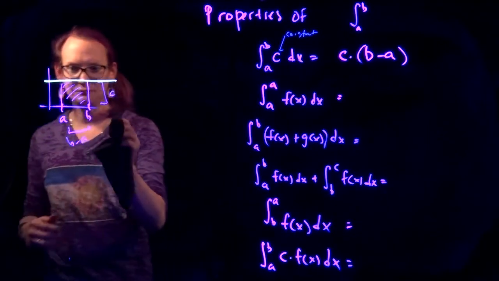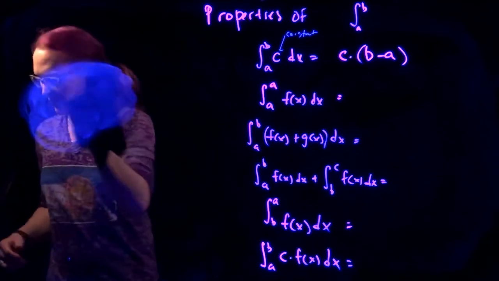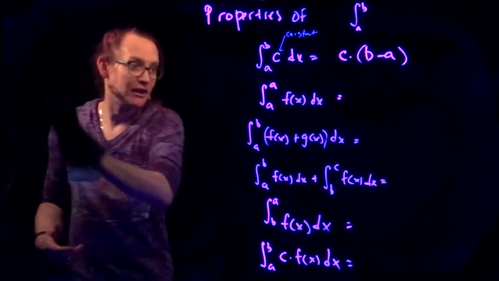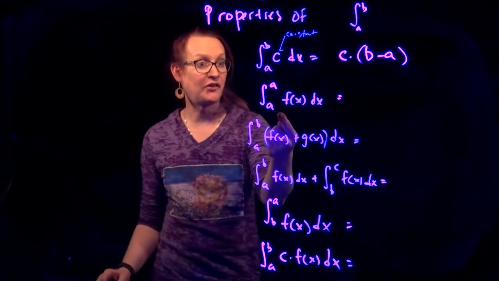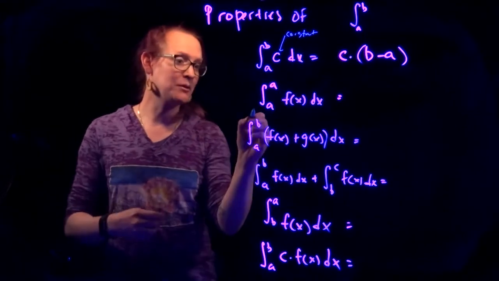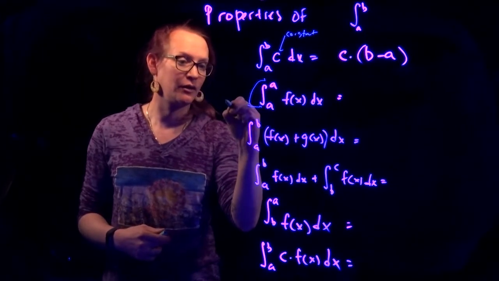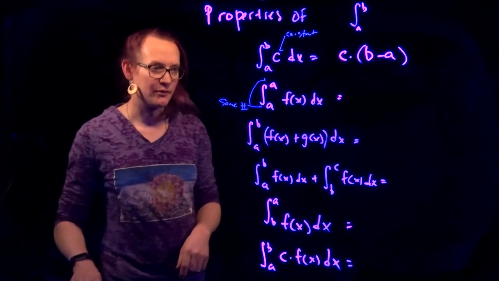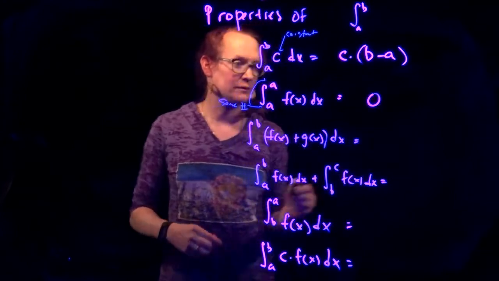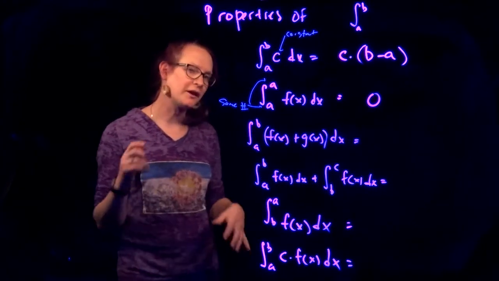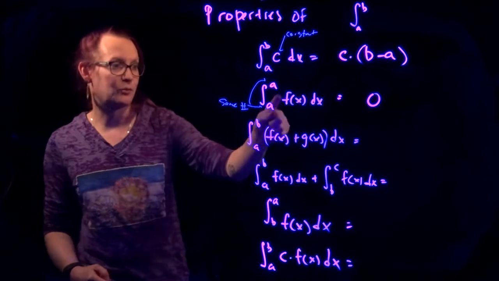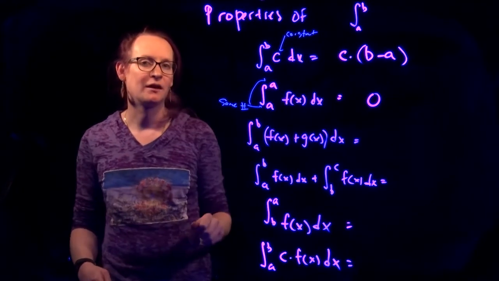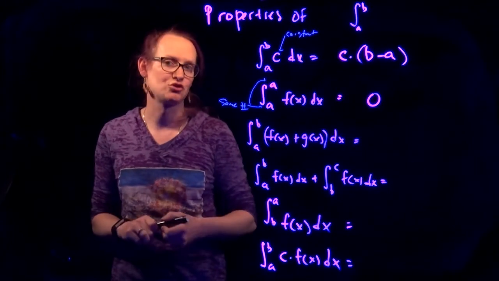Okay. The next one is the integral from a to a of f of x dx. If I integrate from the same number to the same number, what do we have? Diddly squat. Reasoning for this verbally is f of x is a rate of change. We allowed no time to elapse. So, of course, there was no change.